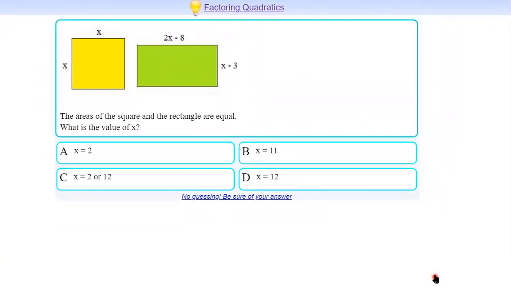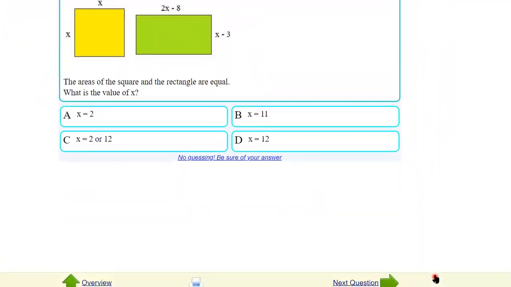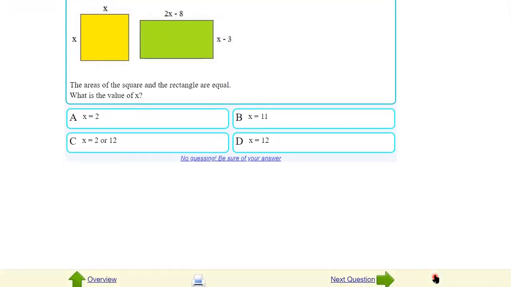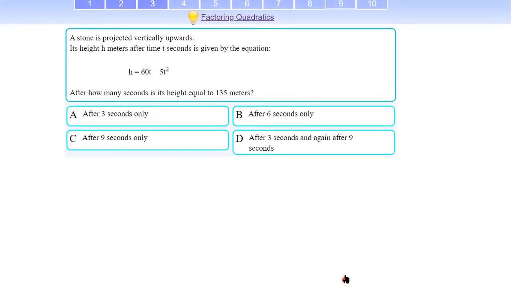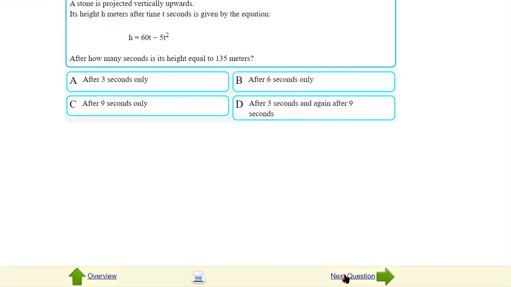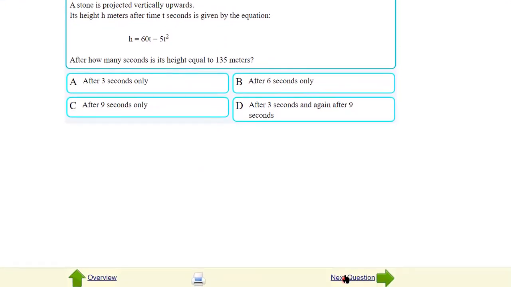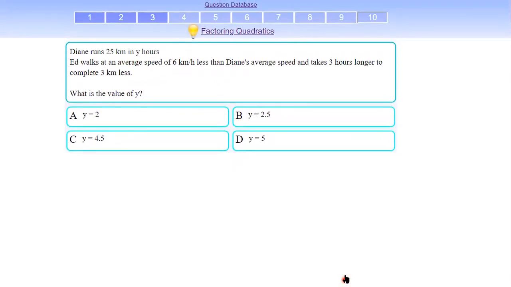Should we move to the next? Yes, yes. Okay, so this next is visible. Please take the screenshot of this question. A stone is projected vertically upwards. Yeah, I got it. Okay, so we're just moving to the next. Yes, please take this one. Danny runs 25 kilometers in Y hours. Yeah, I got it.